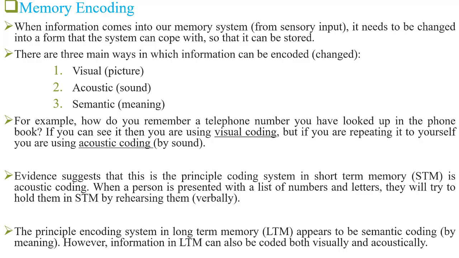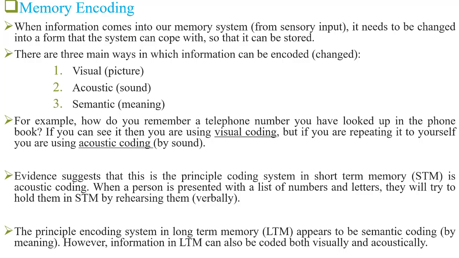So for example, how do you remember a telephone number you have looked up in the phone book? If you can see it, then you are using visual coding. So when you see a mobile phone number that is written in your phone book, you store that information, the phone number, in the form of visual. Okay, so you code it visually. But if you are repeating it to yourself, so you repeat it to remember it, you are using acoustic coding. So you repeat it, so that's sounds. When you repeat it over and over, there you are using acoustic coding.